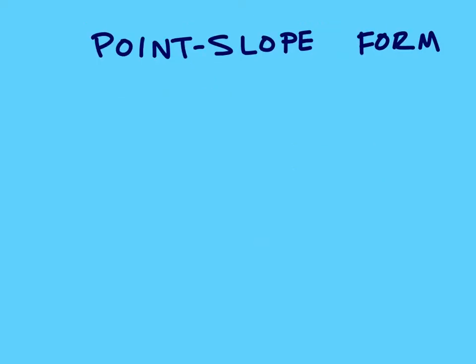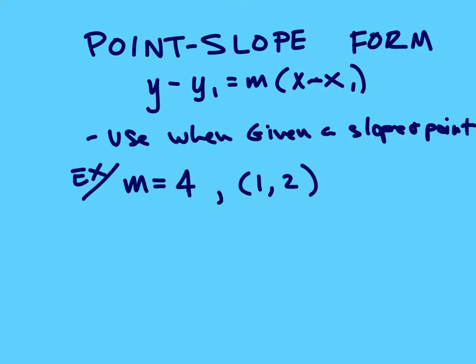Now there's another form of a linear equation, and that's called point-slope form. And this is going to be of the form y minus y sub 1 is equal to m times x minus x sub 1. Okay, and I would use this if I'm given a slope and a point. So if I wanted to write an equation of a line that has a slope of 4 that passes through the point 1, 2, then I have this information.